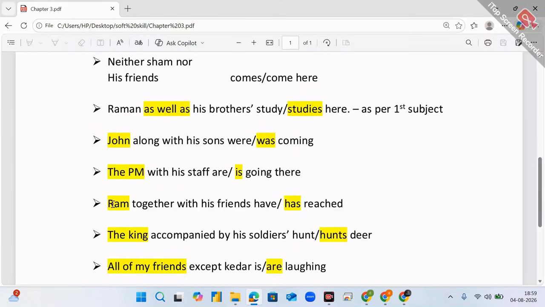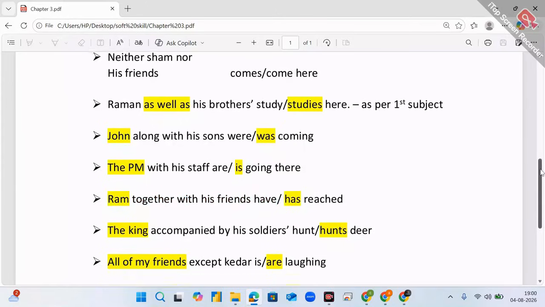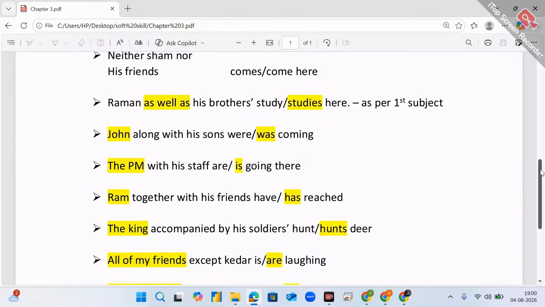Next, Ram together with his friends, right? In every sentence, I have taken a different kind of structure like as well as, along with, together with. For all these sentences, we go with the first subject. That is the take home point, right?